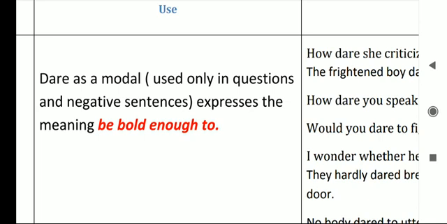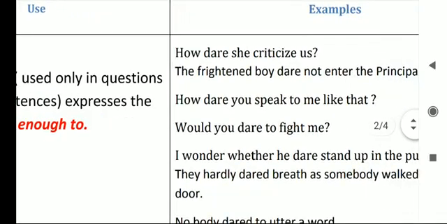It expresses the meaning be bold enough to, as in the following examples. How dare she criticize us? Criticize is spelled wrongly here, so correct it. How dare she criticize us?